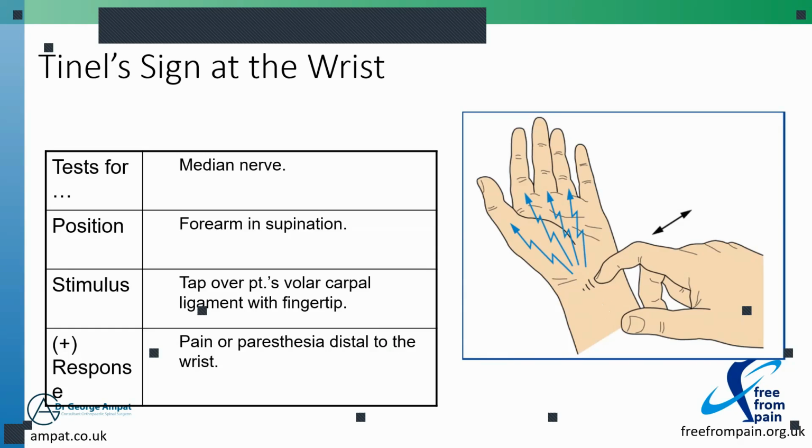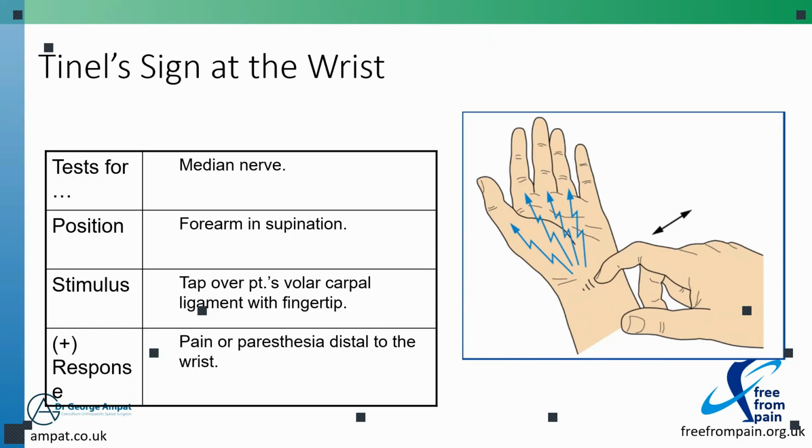It has lost its insulation, and the nerve becomes more vulnerable or more excitable, so that when you tap on it, you can feel these electrical impulses going into the same 3.5 digits in your hand.